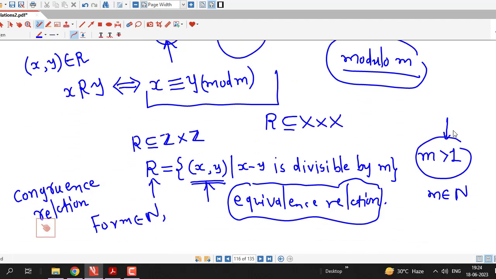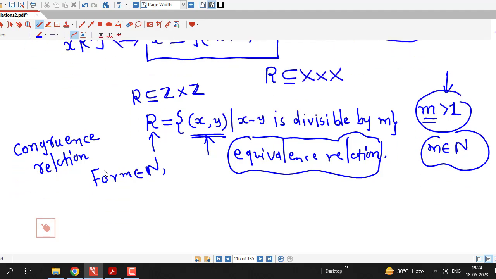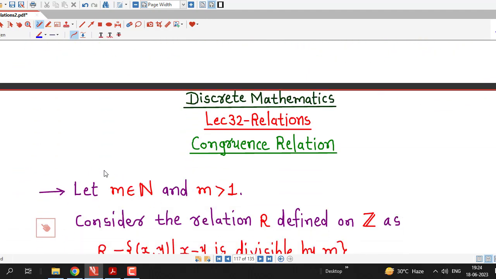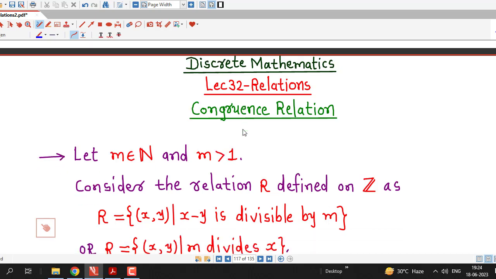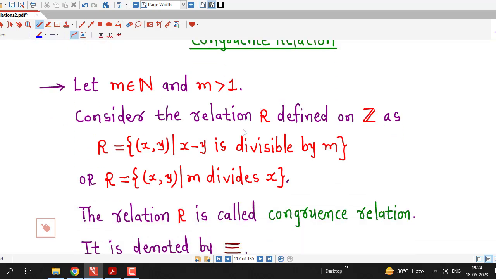For different values of m, we will obtain different congruence relations depending on the value of m. So this relation is called congruence modulo m or congruence relation. That I have written systematically here. They can ask you to write down the definition of congruence relation, so you should write it in this way.